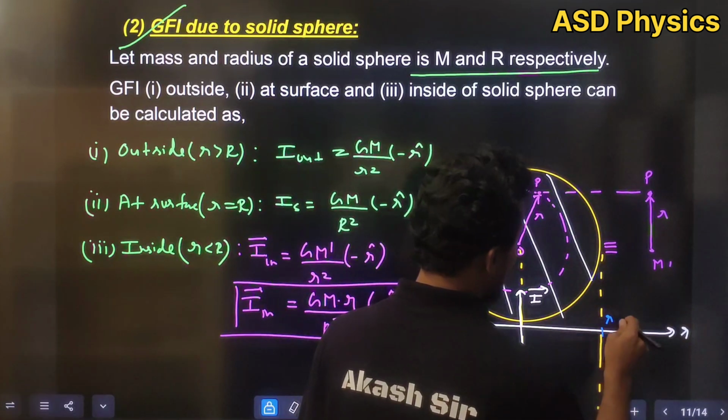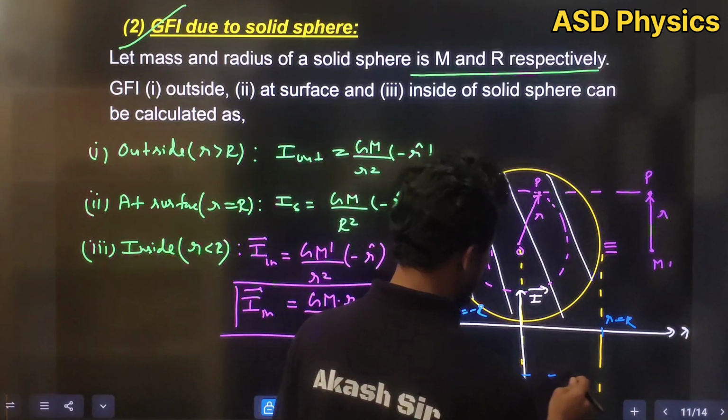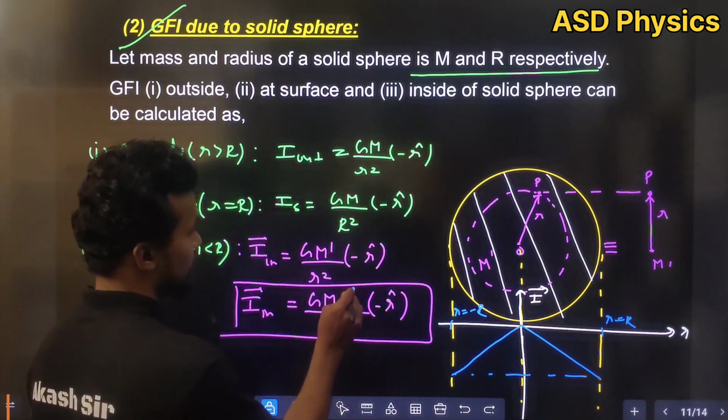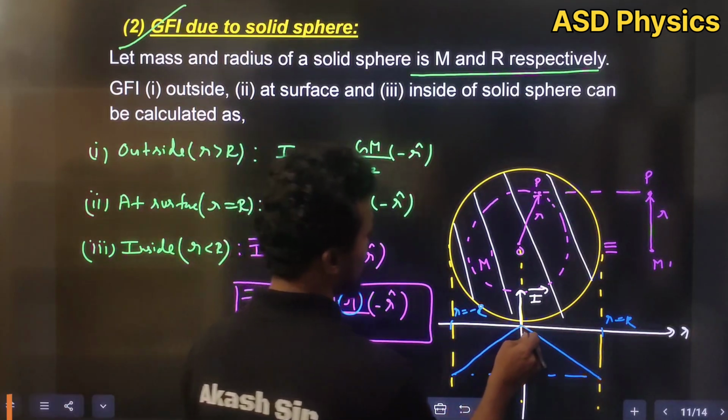This is the small r equal to capital R. This is small r equal to minus r here. And this one will represent the inner side. So inside what is there? Directly proportional to r. You can see here the I is directly proportional to r. Why down the axis? Because minus r cap is coming.